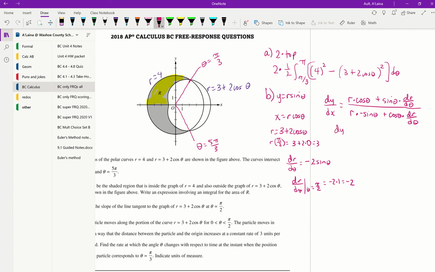All right, so if I now do my entire derivative evaluated when theta is pi over 2, I already know that r at pi over 2 is 3. The cosine of pi over 2 is 0. The sine of pi over 2 is 1. And dr over d theta at pi over 2 is negative 2. For my denominator, I'll pull that negative out front. I have negative, and then r is 3. The sine of pi over 2 is 1. The cosine of pi over 2 is 0. I don't really need to keep going on that, but here we go. So on the numerator, I end up with -2. On the denominator, I end up with -3. And so my slope here is 2/3.